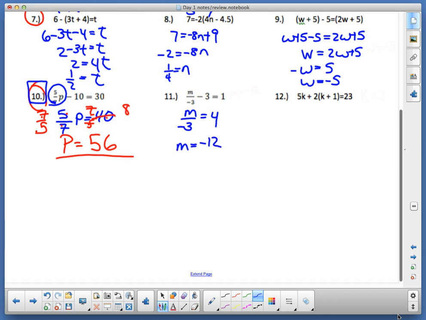My last one, in problem 12, we got to first distribute that 2. Now after doing that, combining like terms, and that's a k, not an x, I get 7k plus 2 is equal to 23. Subtracting 2, I get 7k is equal to 21. And now dividing by 7, k is 3.